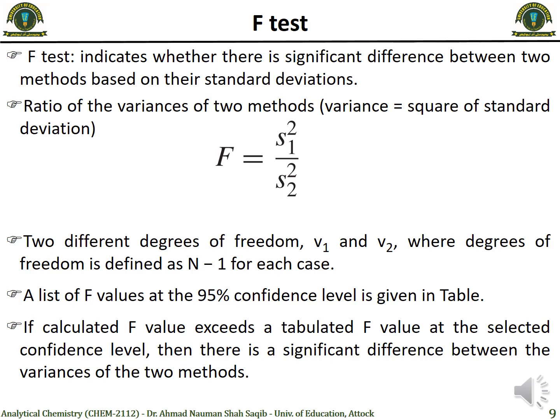And what is the degrees of freedom here? We will use this term, the degrees of freedom, v1, v2. Basically the degree of freedom is defined as n minus 1, where n is the number of measurements or responses. So the degree of freedom is the number of samples minus 1, or the number of responses minus 1. We will discuss that in detail in our next slides.